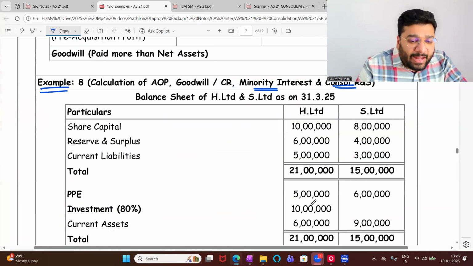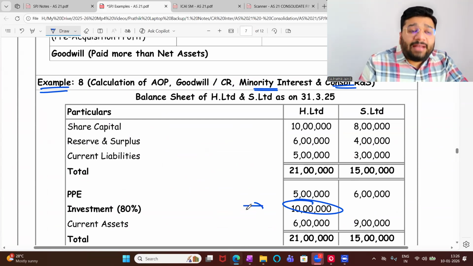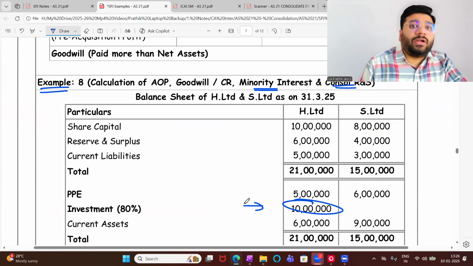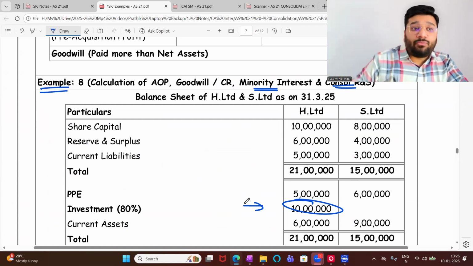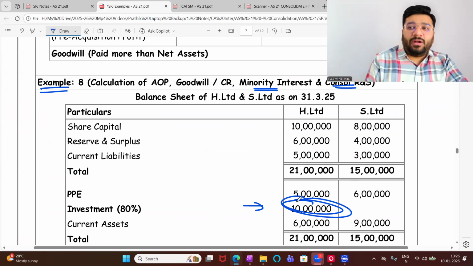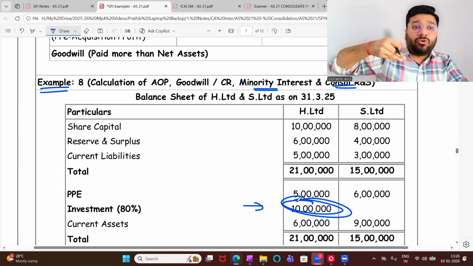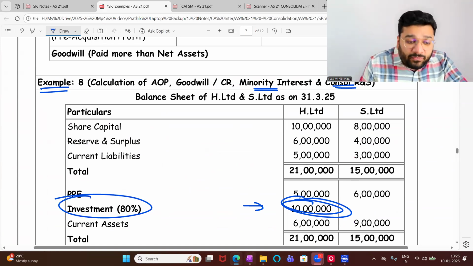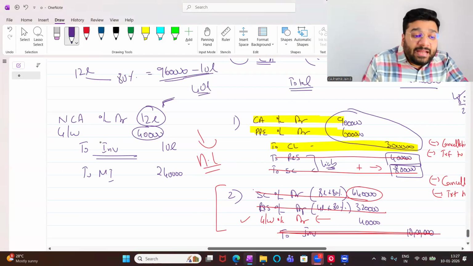I showed investment at 10 lakh because I did not have the right to show their asset and their liability in my book. Before consolidation, I didn't have the right to show their asset in my book, their liability in my book. So I showed it in the form of investment. Now that after consolidation, I've shown their asset and their liability in my book, is there a need of investment? No. So investment will get knocked off. Which means investment is going out.